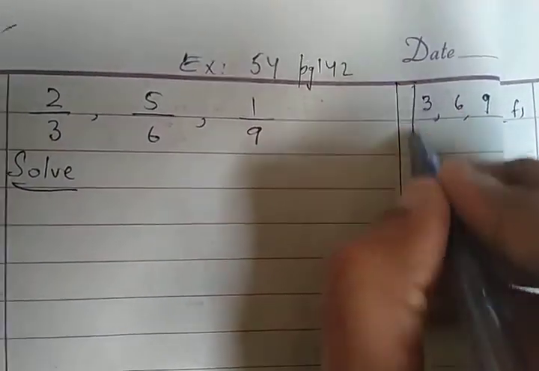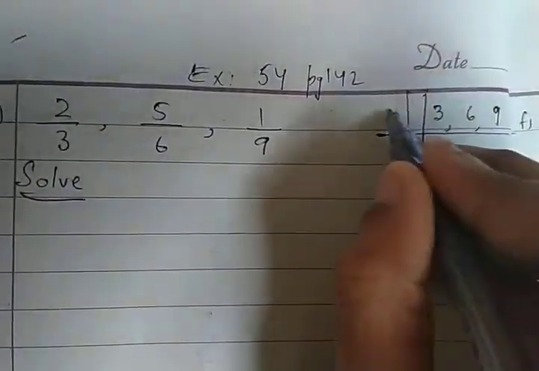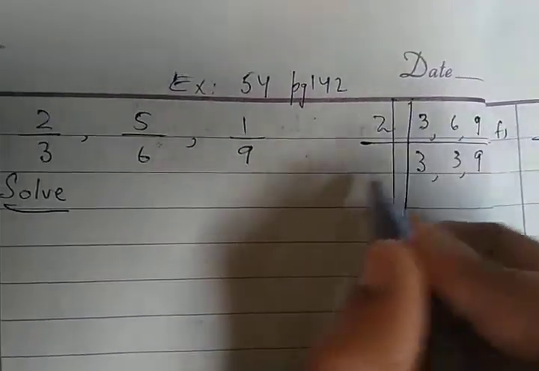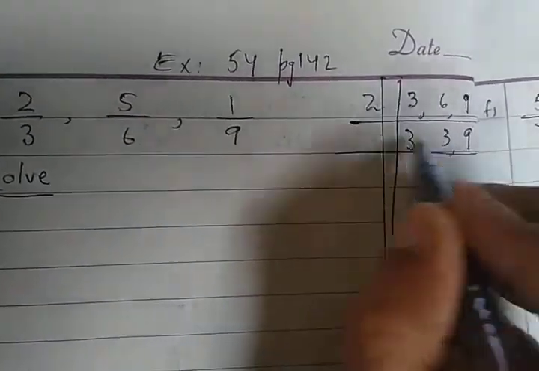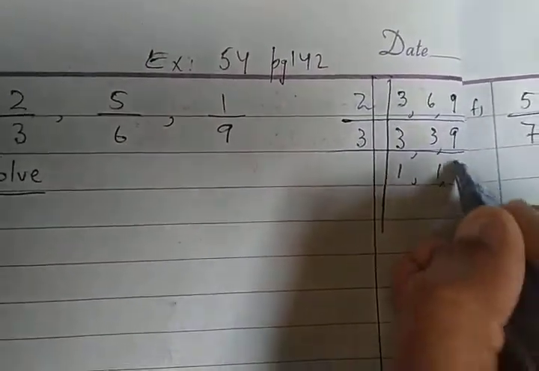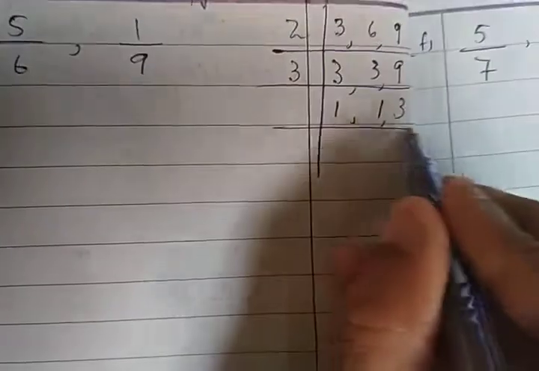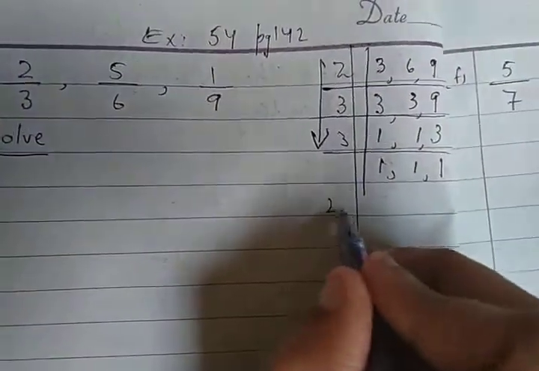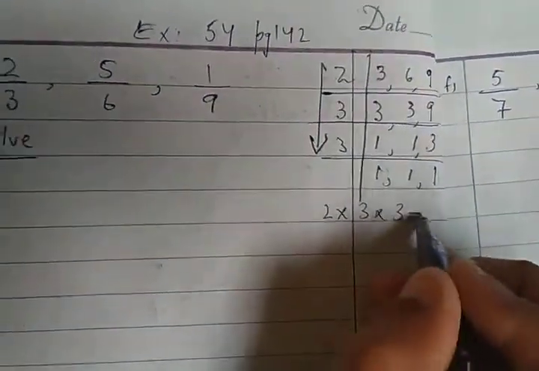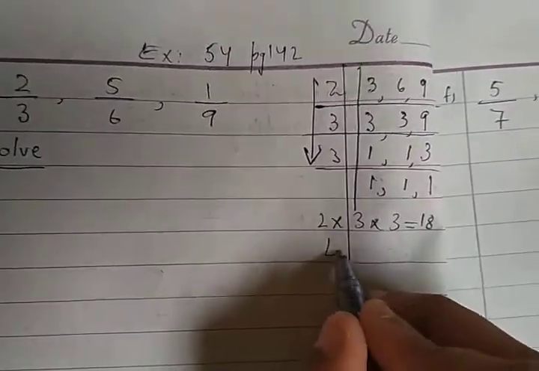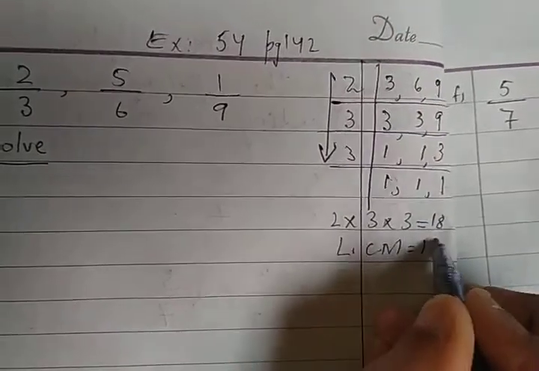So we started with 2, 3 as it is, 2 3s are 6, 9 as it is. So 3, 3, 9, it is divisible by 3. So you write 3 1s are 3, 3 1s are 3, 3 3s are 9, and then at the last 3 बचा है हमारे पास. So it is divisible by 3, 1 as it is, 1 as it is, 3 1s are 3. So you have to multiply these numbers. 2 3s are 6, 6 3s are 18. So LCM will be 18. You have to write LCM is 18.